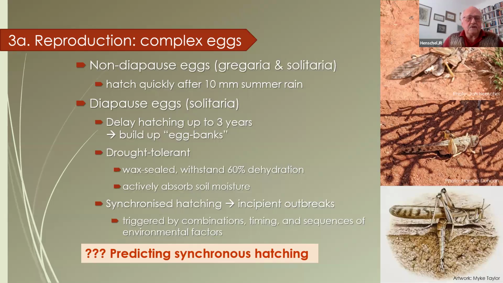The diapause eggs are much more complex and they can survive for 3 years in the egg form. They build up egg banks with many such eggs. These eggs are drought tolerant. Even though they're sealed, they can actively absorb soil moisture, and they hatch synchronously at the time of swarming. What sets off this synchronous hatching is the million-dollar question.